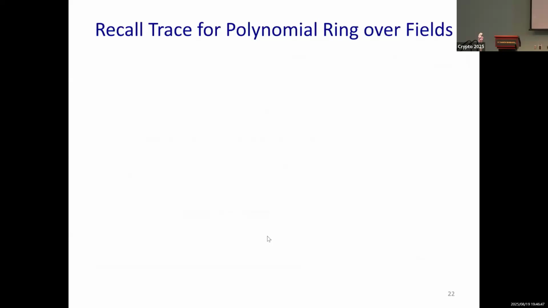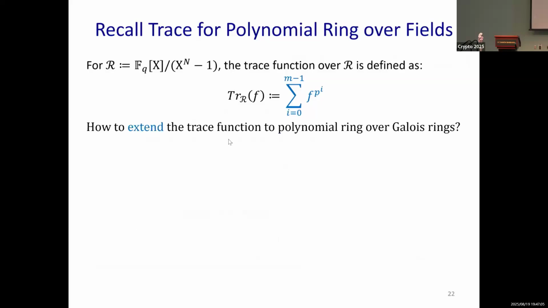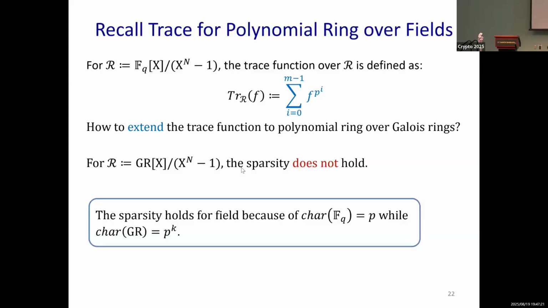To construct a PCG for Z_{p^k}, we recall the definition of the trace function for a polynomial ring over finite fields. The trace function is defined as the sum of f to the power p^i. How do we extend this definition to polynomial rings over Galois rings? If we directly use this definition, the sparsity does not hold. The sparsity holds for fields because the characteristic of the finite field is p, but for the Galois ring, it's p to the power k.